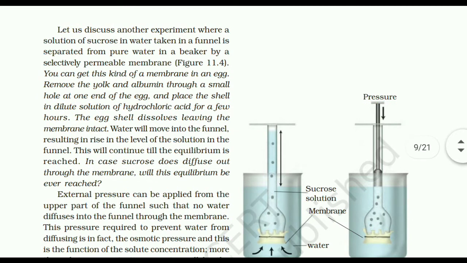Let us discuss another experiment where a solution of sucrose in water taken in a funnel is separated from pure water in a beaker by a selectively permeable membrane. You can get this kind of membrane in an egg. Remove the yolk and the albumin through a small hole at one end of the egg and place the shell in a dilute solution of hydrochloric acid for a few hours. The eggshell dissolves, leaving the membrane intact.